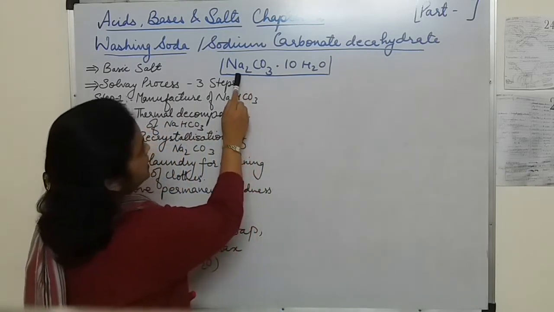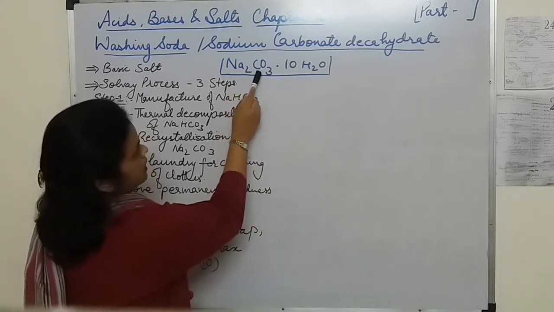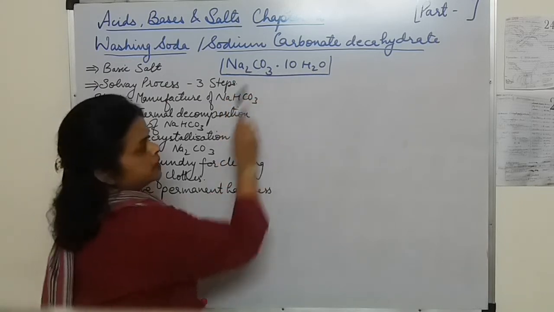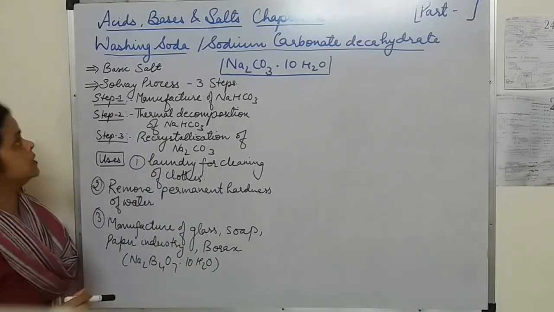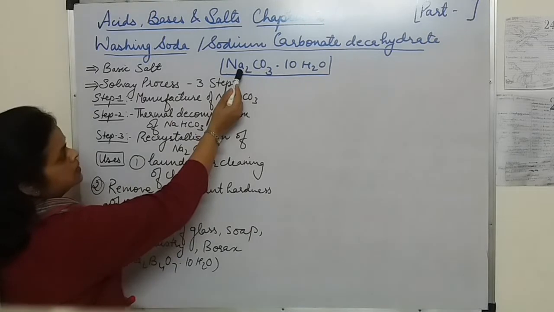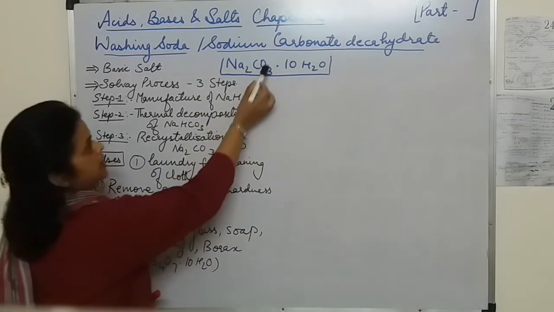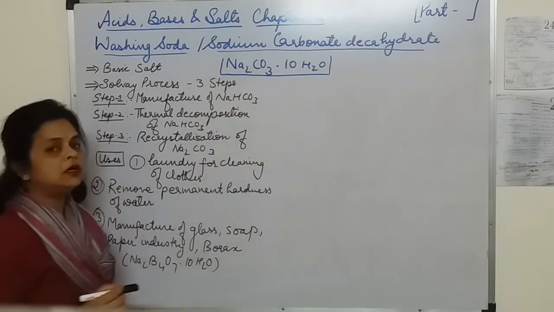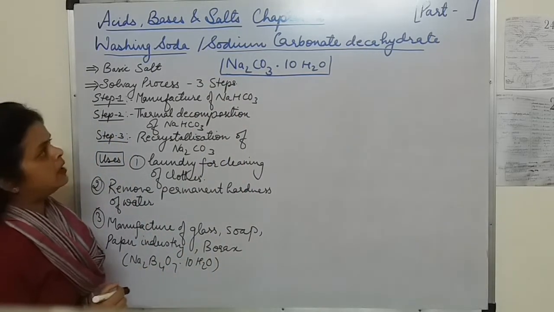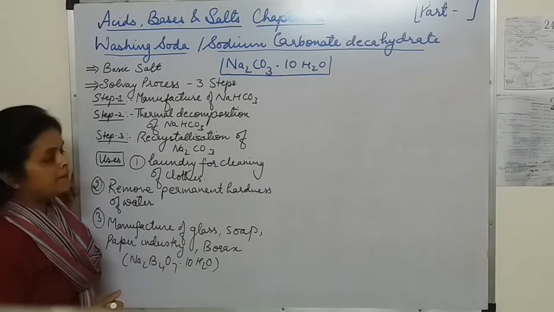Its formula is Na2CO3.10H2O. Sodium carbonate decahydrate, 10 water molecules. This is a basic salt. As we can see in the formula, the cationic part is derived from NaOH, and the anionic part is derived from carbonic acid. And out of the two, the base is strong, so the nature of the salt is basic.